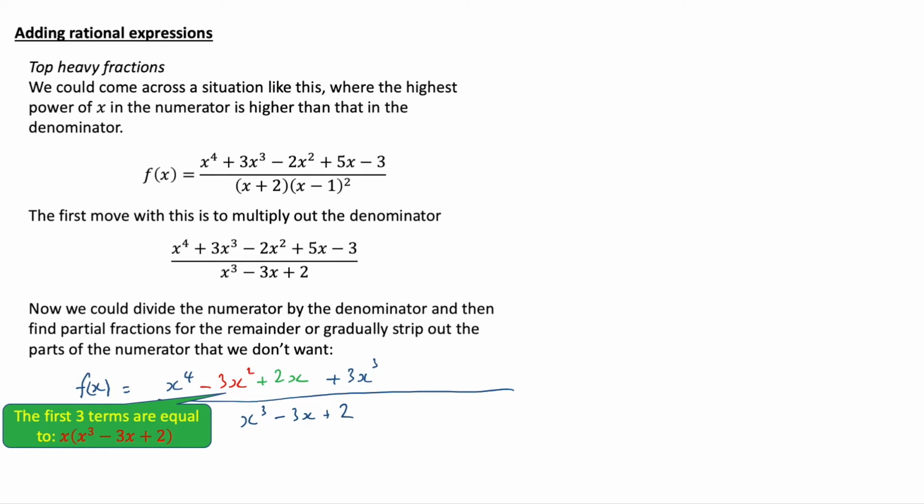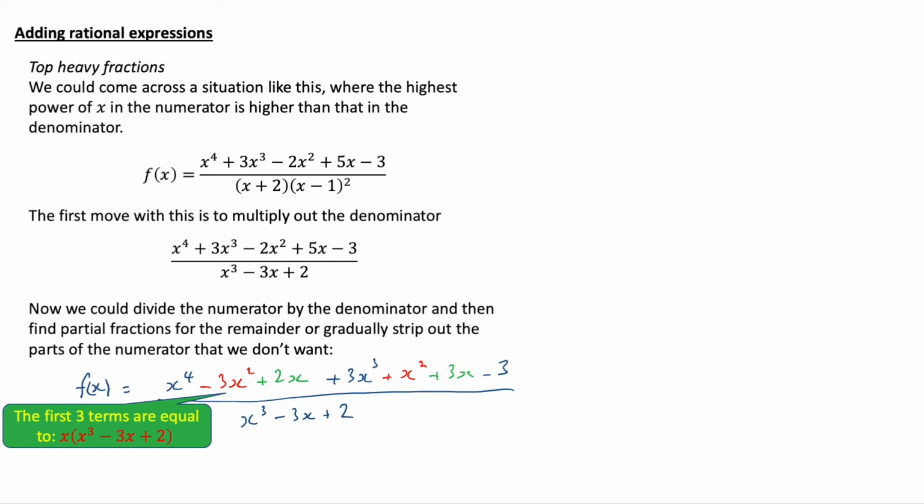For x squared, we want minus 2x squared, and so far we've got minus 3x squared. So that means we need to add an x squared in to make that match. For x, we have plus 2x so far, but we need 5x, so we're going to add 3x. And for the constant, we had minus 3 originally, we need minus 3, so there's our minus 3.